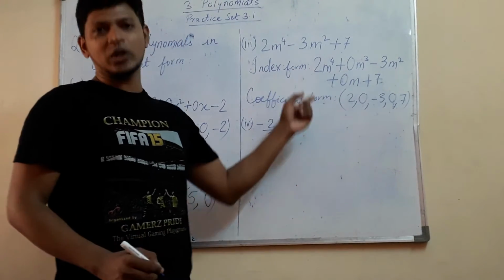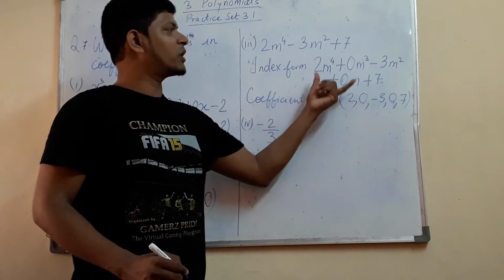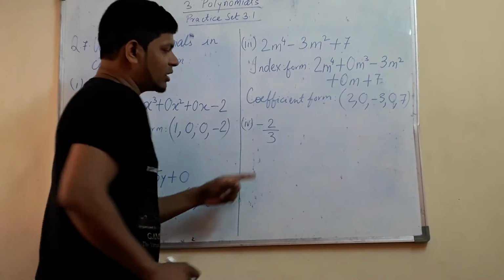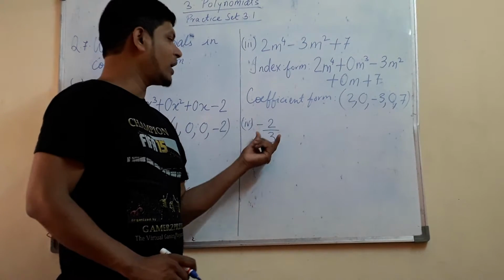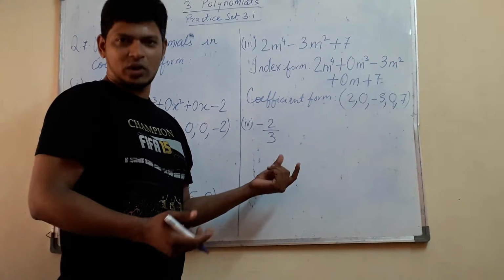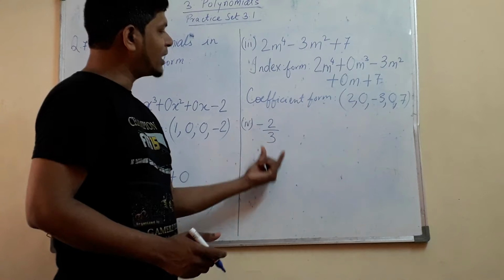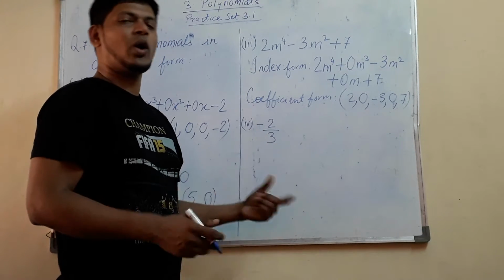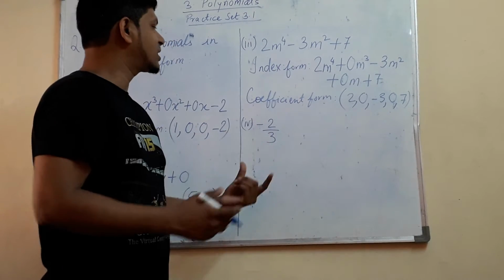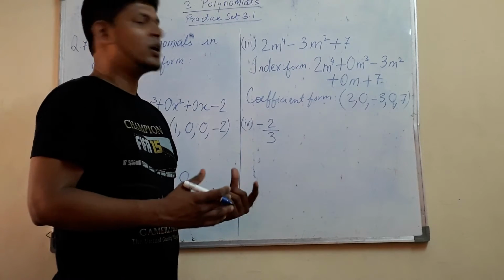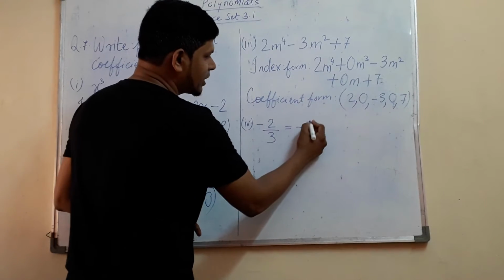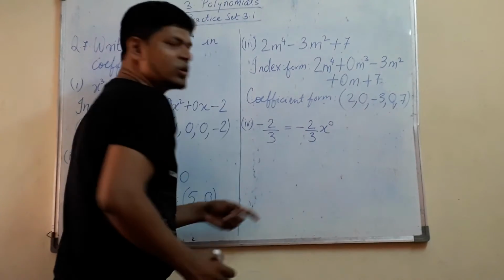So we have written the coefficients of all the terms from this particular polynomial, which we first wrote in the index form. Now, as we can see over here, this is only a constant, that is minus 2 by 3. Here it will be a variable, but that will be raised to 0, and we don't write it. If we want to write this in the index form, the index form will also be the same, and for the coefficient form we have to write the coefficient, that is minus 2 by 3. Since it is alone, we'll give it x raised to 0 just to show. So here it can be written as minus 2 by 3 x raised to 0.